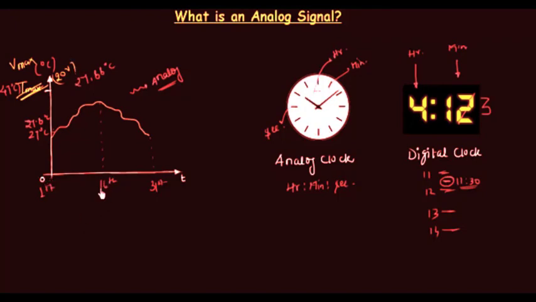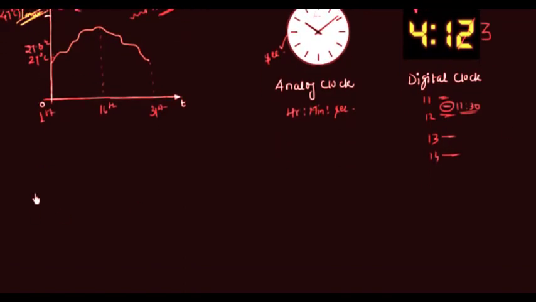Now we can move to the next type of signal, that is the discrete time signal. So let's study what is a discrete time signal, because it is important to understand this signal before we move to the digital signals. So let's see what is the discrete time signal. The signal which is defined for the discrete interval of time is called the discrete time signal.